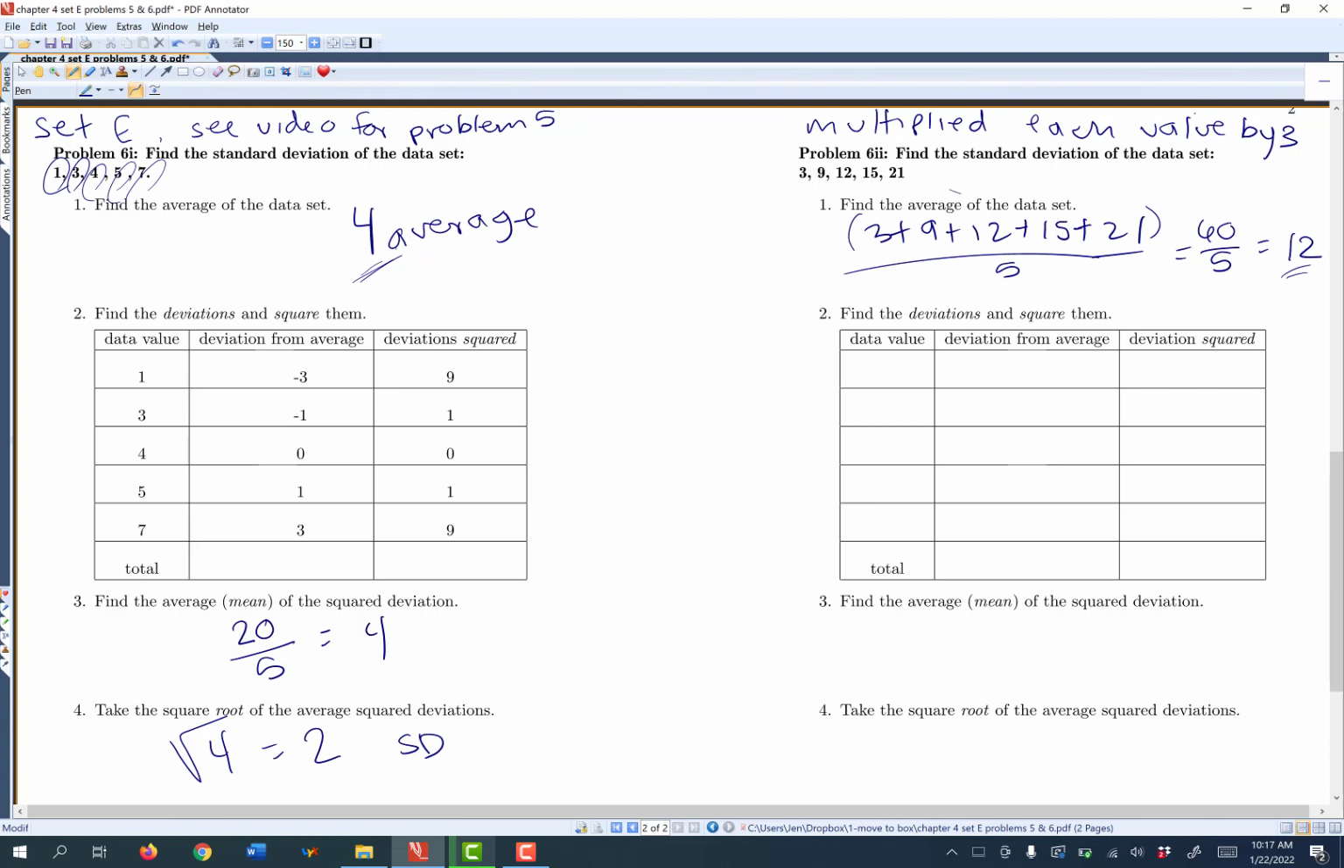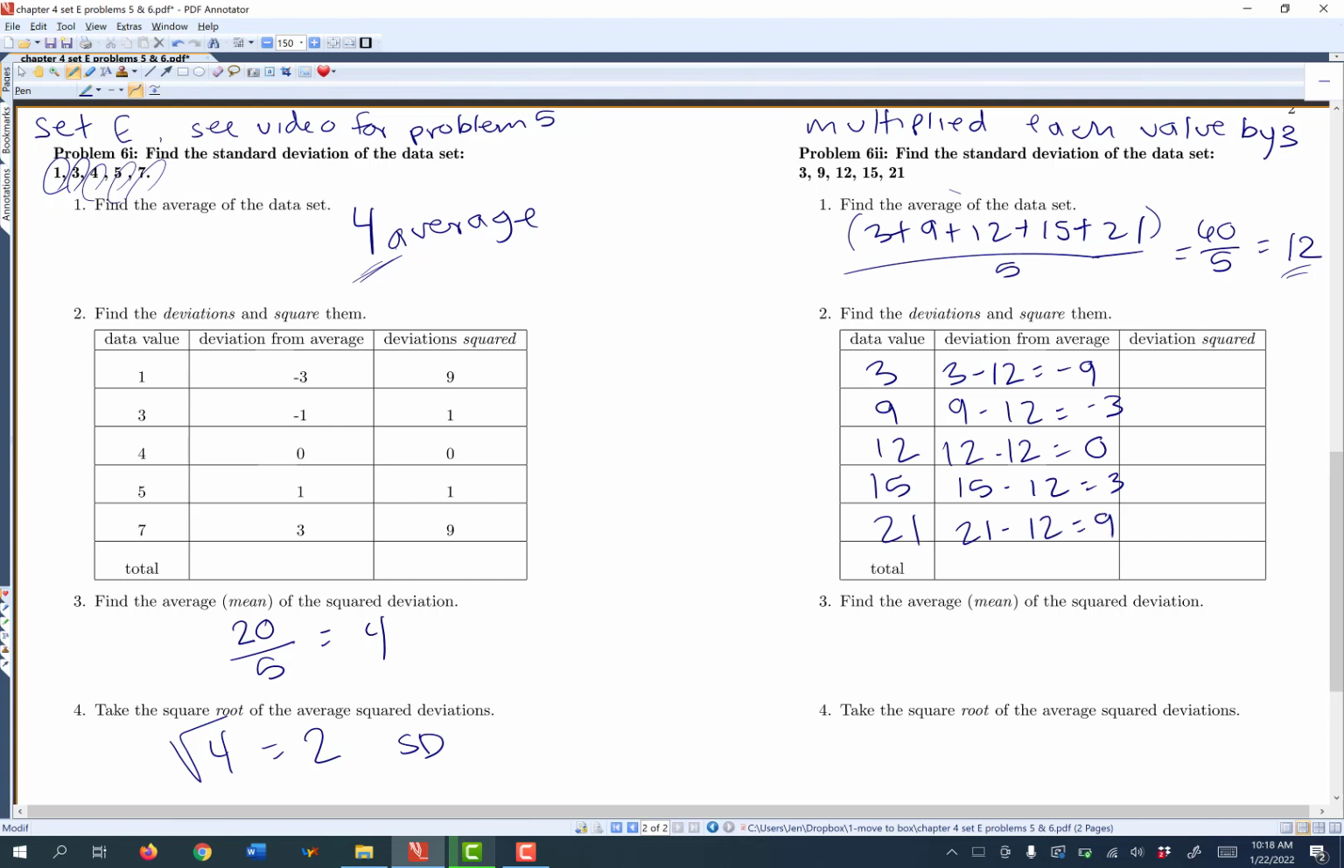Okay. Now find the deviations and square them. So we write down each data value. So these are our steps to find our standard deviation. Anytime I have to find standard deviation by hand, I make a nice table like this so I don't lose track of what I'm working on. So find how far each thing is from the average. So 3 minus the average of 12 gives me negative 9. So it was 9 below. 9 minus 12 gives me negative 3. So it was 3 below. 12 minus 12 is 0. 15 minus 12 equals 3, and 21 minus 12 equals 9.